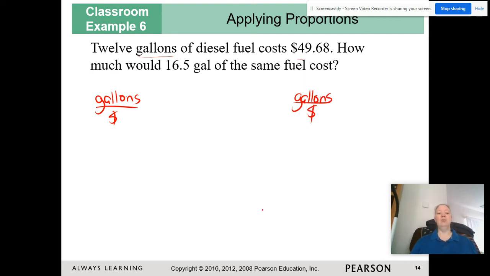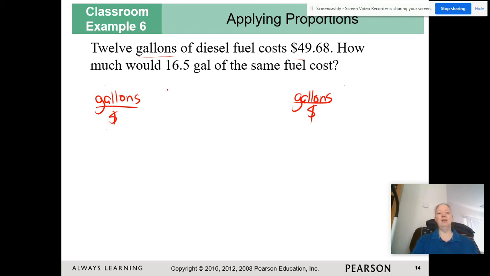Okay, so if you initially put dollars on top and gallons on the bottom on the left, then on the right you would also have to put dollars over gallons. You will get the same answer either way you do it, but do not reverse these, where you have gallons over dollars, dollars over gallons. That's the surest way to get the problem wrong.